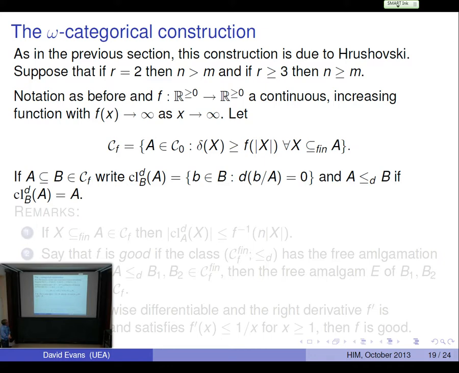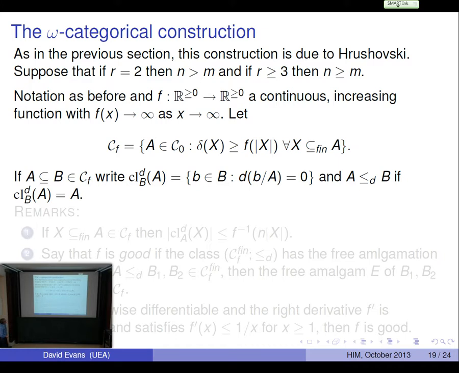But we do the same thing. I haven't told you what sort of f you should have in mind at the moment, but we'll do that shortly. So just temporarily, if A is a subset of B and B is in this class Cf, write closure of A in B, well, the same definition, it's those b in B such that the dimension of b over A is 0. And we'll write that A is closed in B if the closure of A is just A.